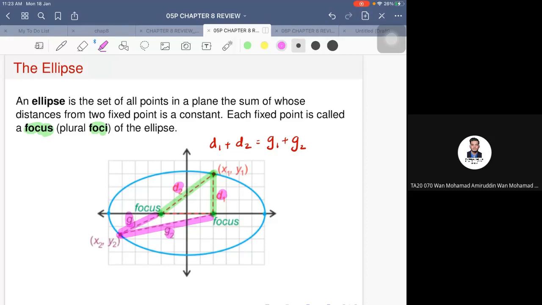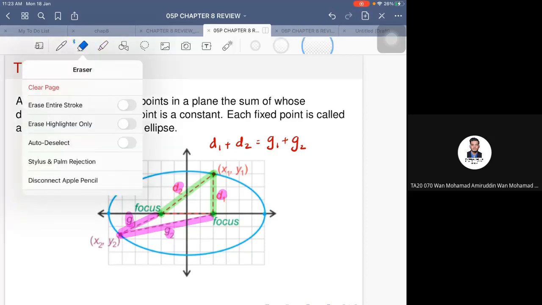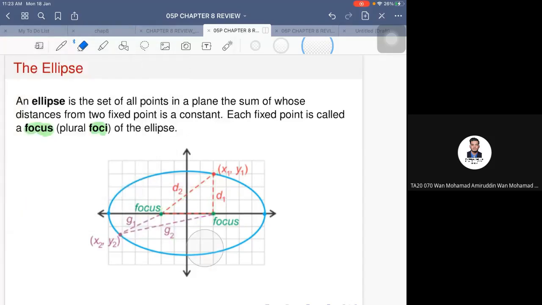Okay, apa feature kepada ellipse yang you kena tahu? Point-point apa yang you kena tahu dekat atas ellipse? Yang pertama sekali adalah kat tengah-tengah ni. Idea dia sama macam kalau kita ada bulatan, kita ada center kan?